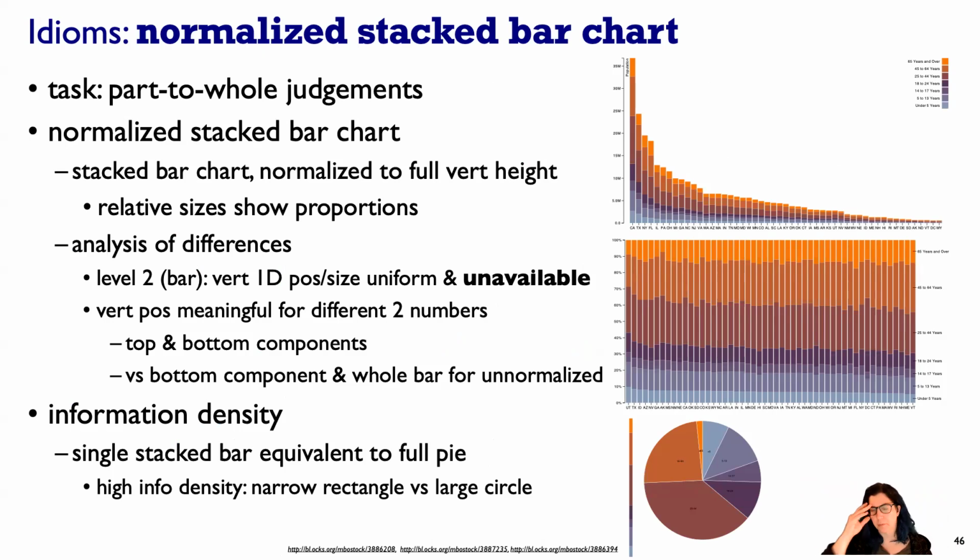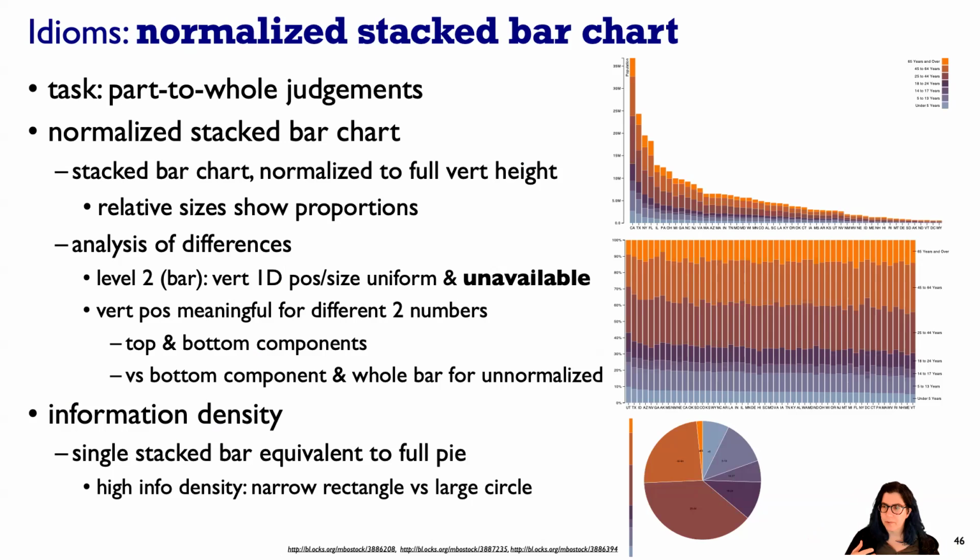So we've got an example here where the top is a stacked bar, and then we've got a normalized stacked bar right beneath it. So what's different? Well, for one thing, for that bar level, vertical position no longer means something, right? Vertical size is now uniform and thus it's unavailable because of the choice of the idiom.